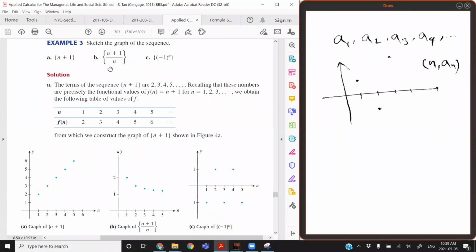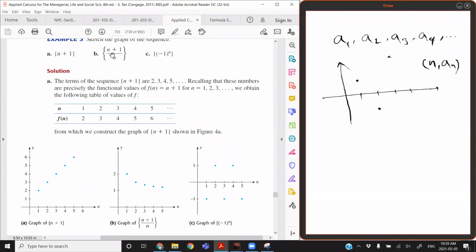Here's another example, n plus 1 over n. If you plug in 1, you get 2. If you plug in 2, you get 3 over 2. If you plug in 3, you get 4 over 3, and so on. And here you have the values, 1, 2, 2 and 3 over 2, 3 and 4 over 3, and so on.